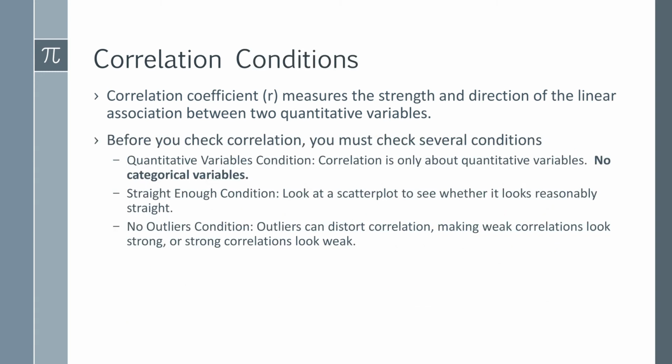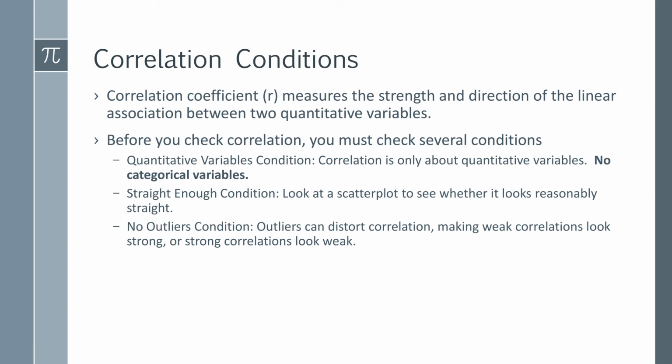Now, there are a few conditions for using the correlation coefficient. So the first thing that you want to look at is that you have quantitative variables. Okay, no categorical variables, they have to be quantitative. The straight enough condition: you want to look at a scatter plot to see whether it looks reasonably straight, because your correlation coefficient is the measure of linear association. So you want to make sure that your data is approximately linear.